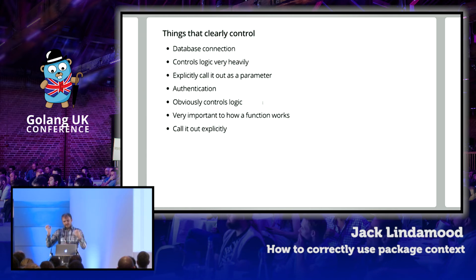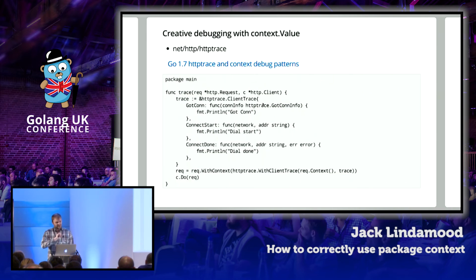Now, things that clearly do control. I said inform, not control. Database connections, authentication services. These are very clearly super important to your API. They control your logic. So even if your database connection has a user ID or a request ID on it, I would advise against putting it into your context.value, because your code probably won't work if your database isn't there, unless you're really psychic.